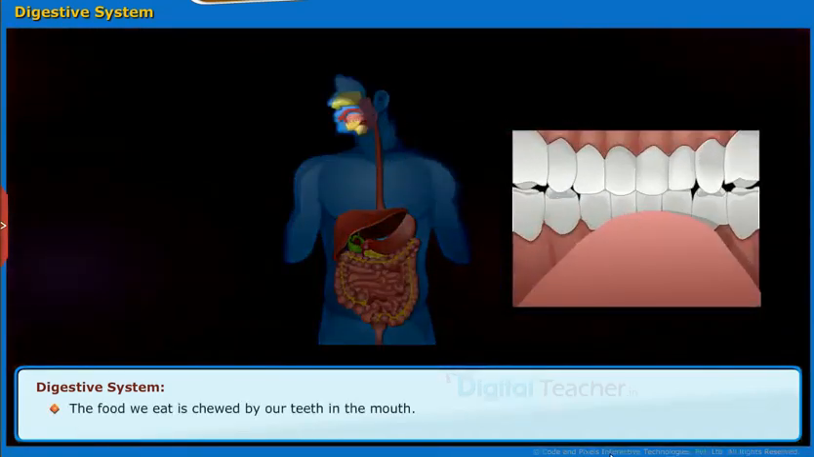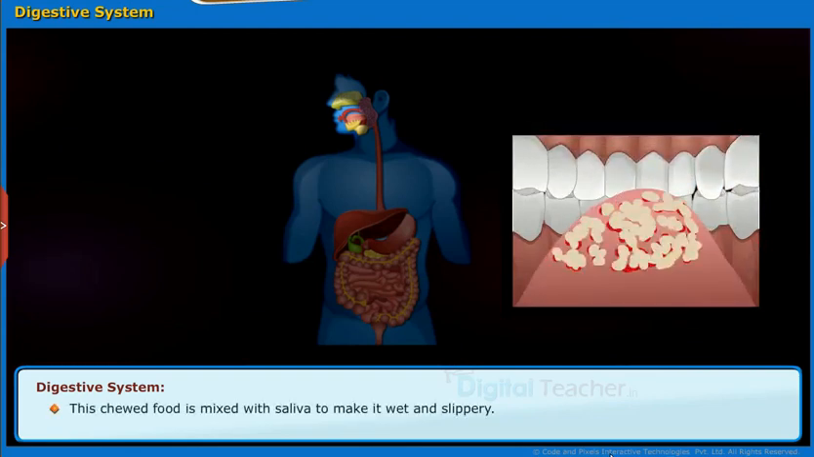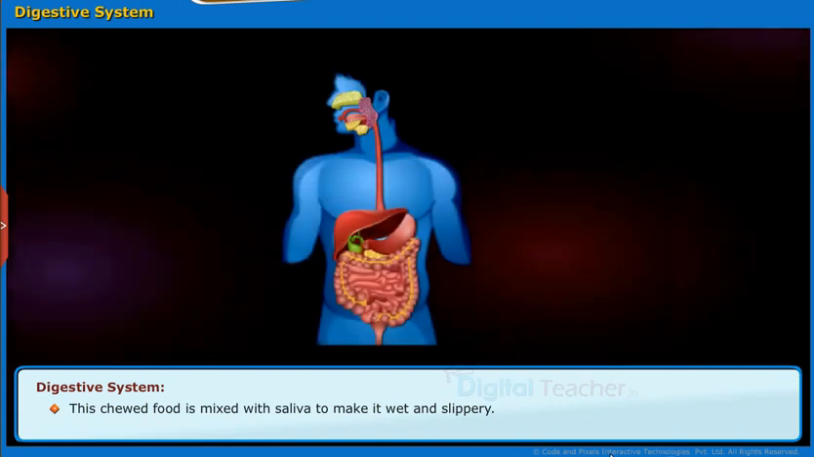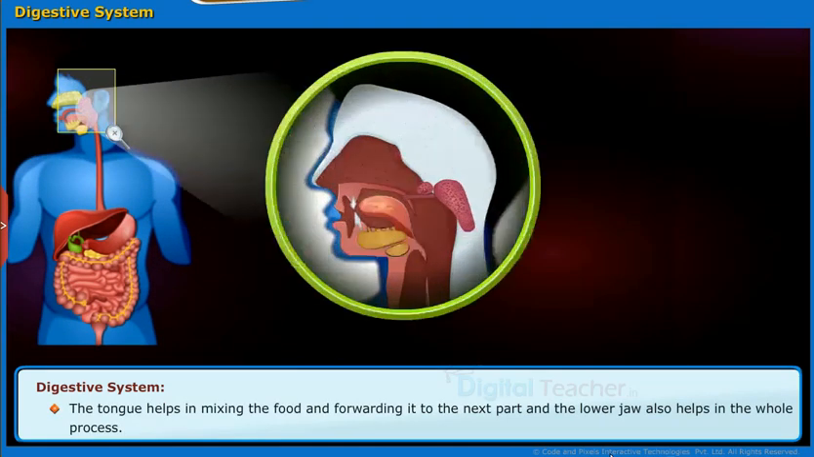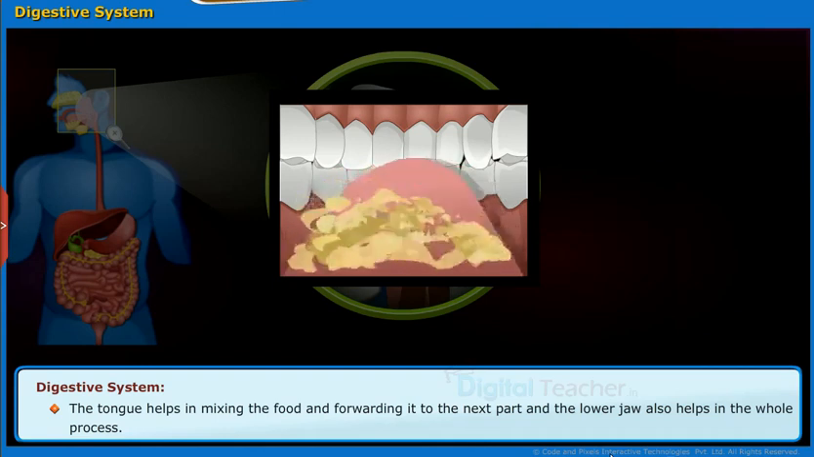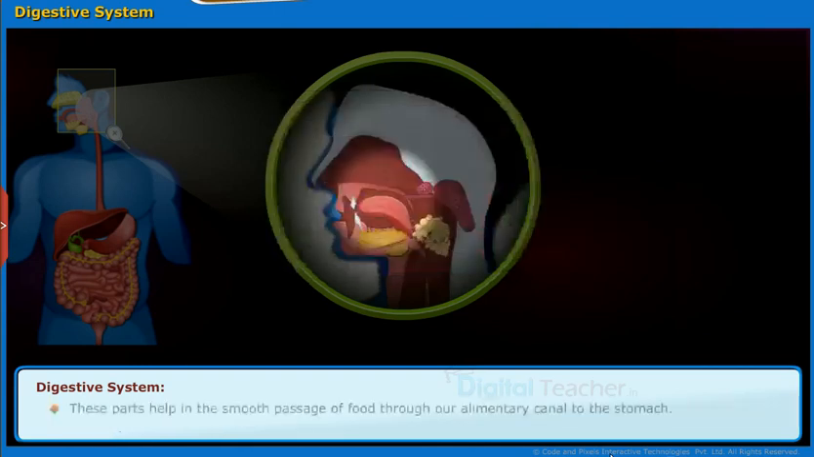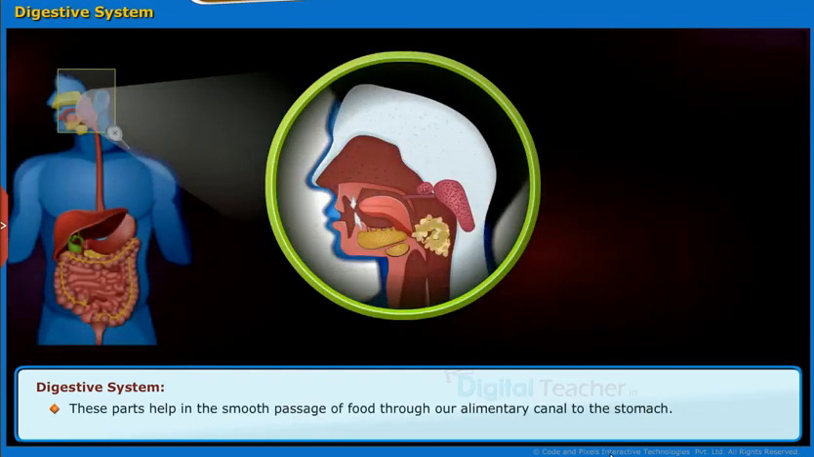The food we eat is chewed by our teeth in the mouth. This chewed food is mixed with saliva to make it wet and slippery. The tongue helps in mixing the food and forwarding it to the next part, and the lower jaw also helps in the whole process. These parts help in the smooth passage of food through our alimentary canal to the stomach.